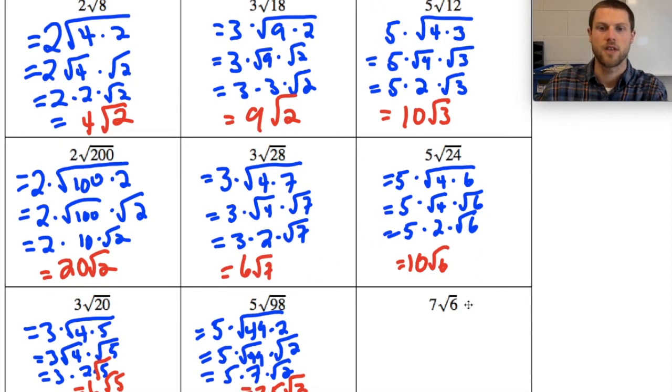Last one, 7 root 6. Root 6 does not simplify at all, so this cannot be simplified. This is just 7 root 6.